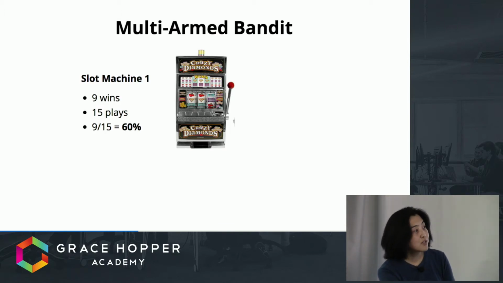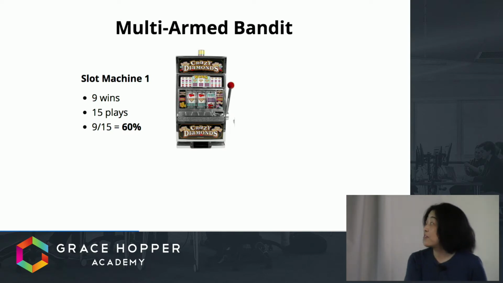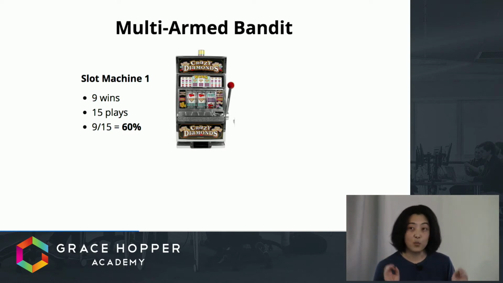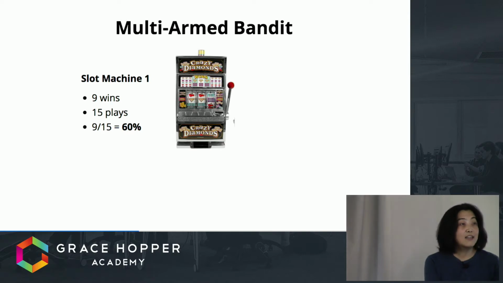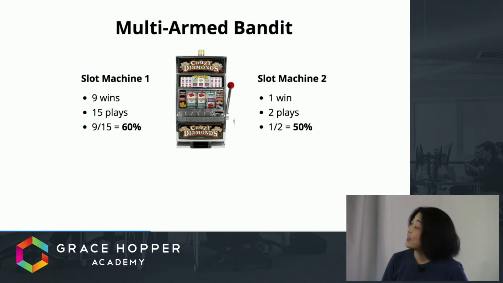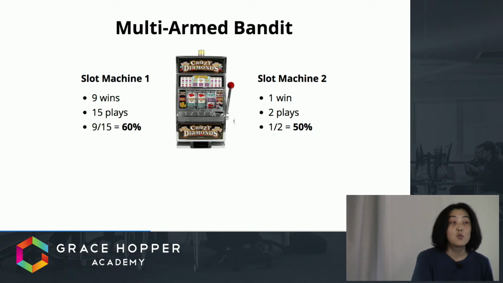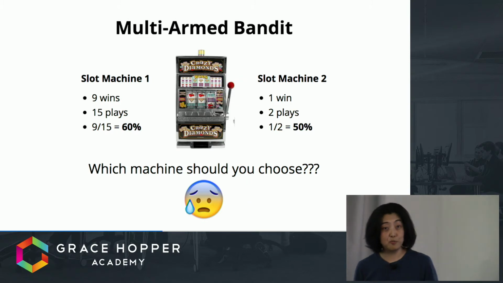So the first slot machine, let's say we've played a total of 15 times. We've won 9 out of those times for a win rate of 60%. And the second slot machine, we've only played twice, and we won once, so that our win rate is 50%. Now the big money question is, which of these 2 machines should you play?